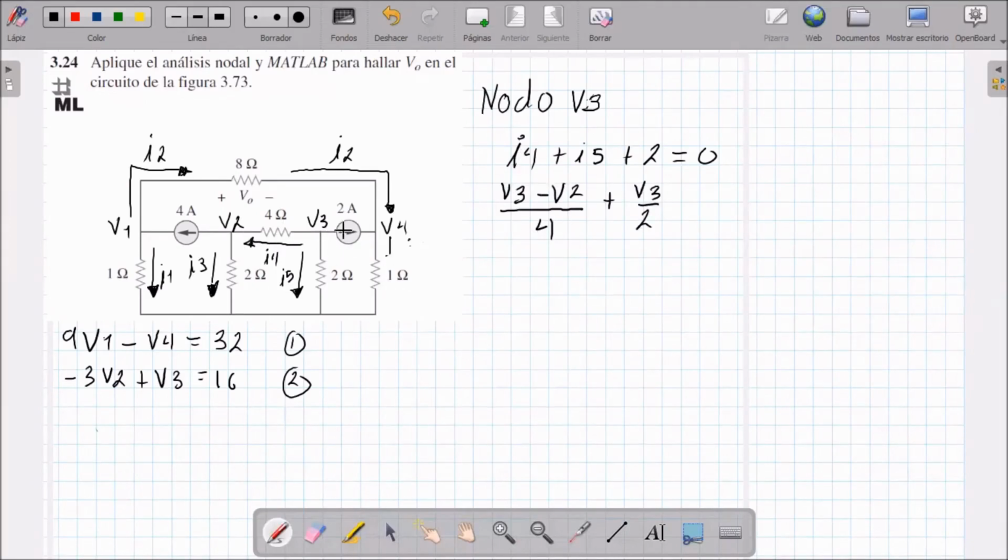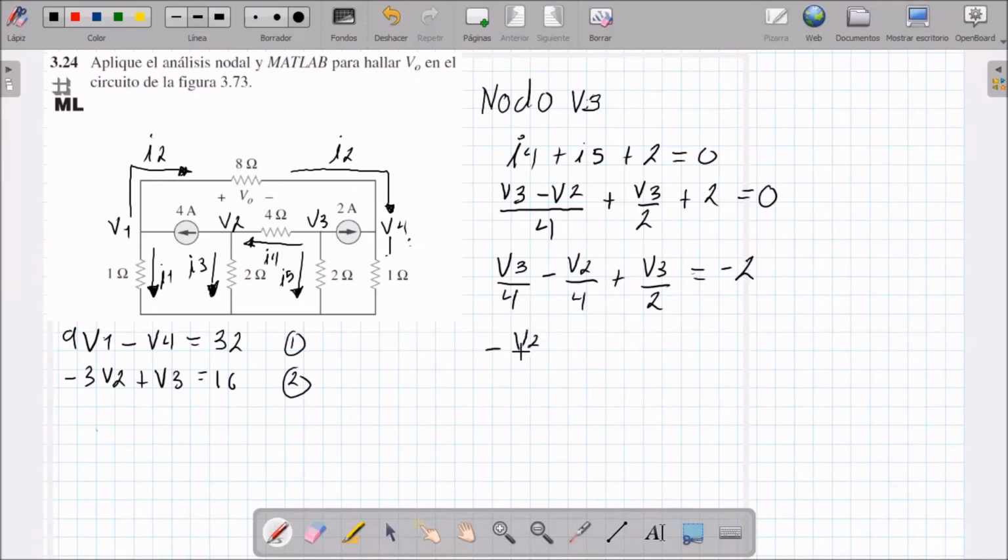This is the current I4, B3 minus B2 over 4. B3 over 2 is the current I5, plus the 2 amperes, which is going to be equal to 0. So B3 over 4 minus B2 over 4 plus B3 over 2 is going to equal -2.